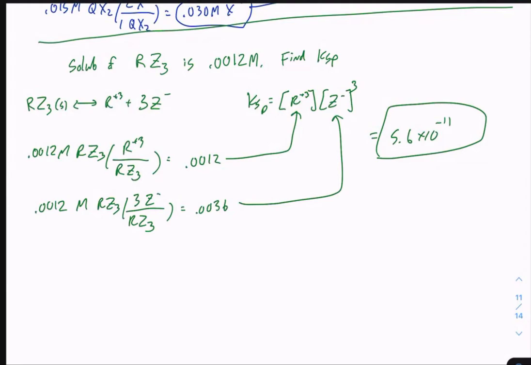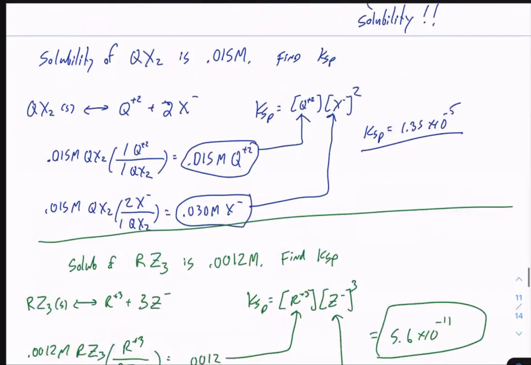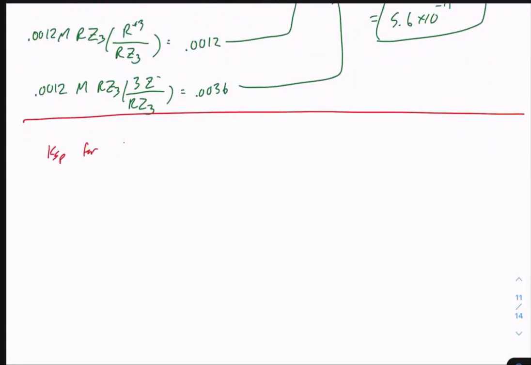Let's do a couple where you have to find the solubility. The KSP for calcium fluoride is 4.2 times 10 to the minus 4. Find the solubility. The steps are the same to start. You need an equation, you need an expression, but this time you're solving for x.